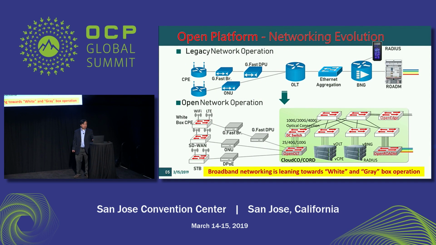Let me talk about the open platform. The network evolves from legacy networks on the top, and you can see it migrate into open network operations. On the left, you can see a whole bunch of white boxes, and in the middle, you see gray boxes. And also, on top of the switch backbone network, you see lots of white boxes of routers and switches.